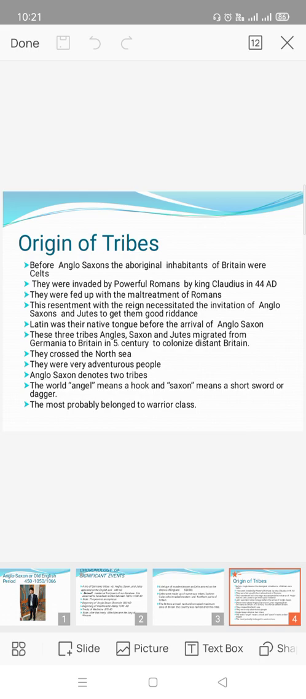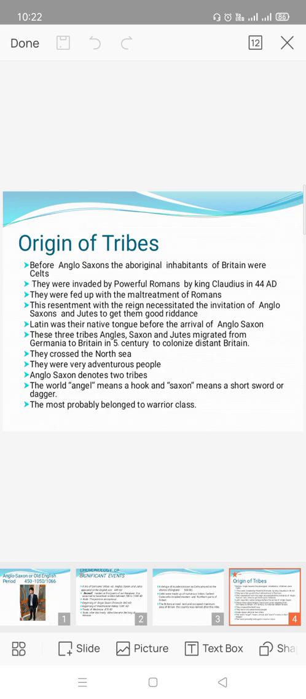turned unbearable to the Aboriginal people of Britain, and they invited these Anglo-Saxon people to come and get them good riddance from this tribe, from the atrocities and the carnages and the exploitative nature of the Romans.